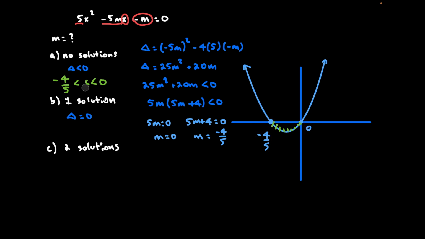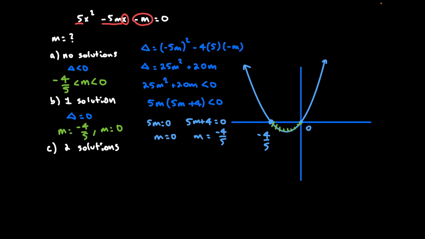By the way, I made a mistake. It's meant to be for the values of m. We're solving for m here, not for x. So that means for part B, m can equal minus 4 on 5, or m is equal to 0, because that's when the discriminant graph is actually equal to 0.